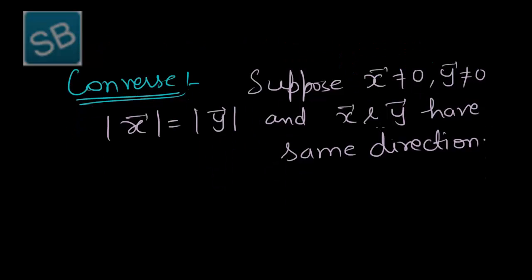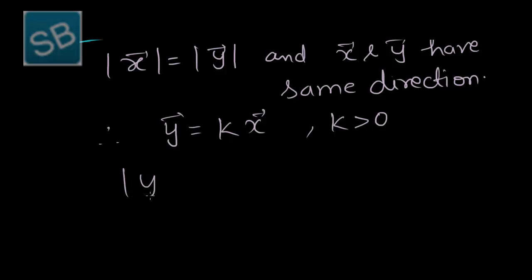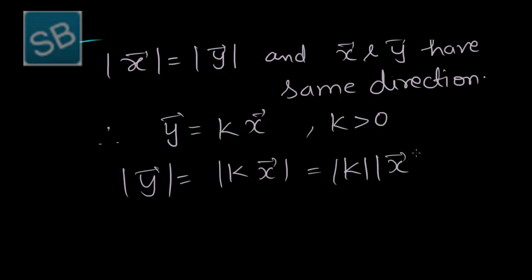Since vector x and y have the same direction, therefore, by definition, vector y is equal to k times vector x, or we can say vector x is equal to k times y for k greater than 0. Now we will find the magnitude of vector y, that is equal to k times magnitude of vector x, which becomes modulus k times modulus vector x, that is magnitude of vector x.